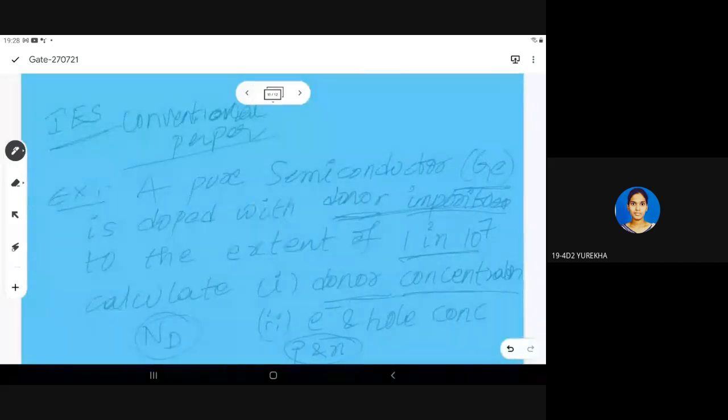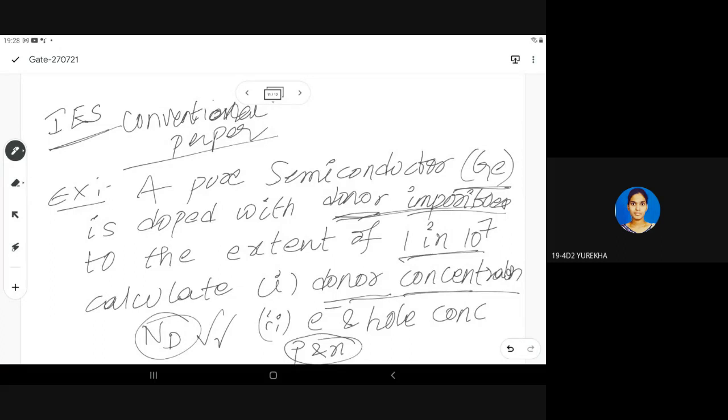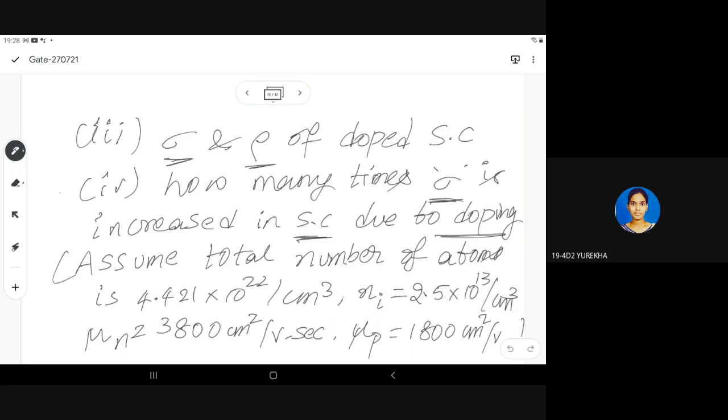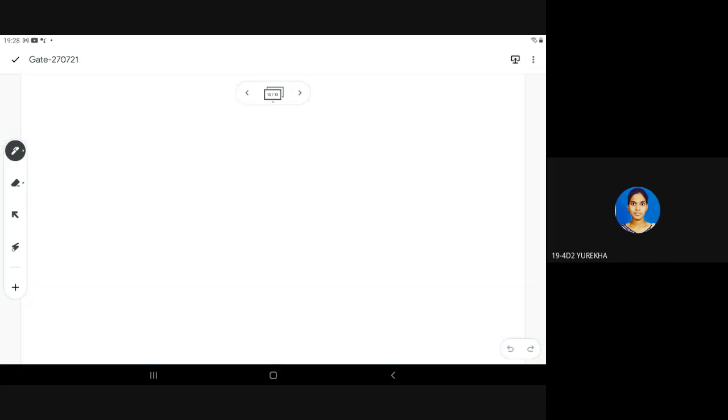First of all I have to calculate ND, the donor concentration, as well as the electrons concentration and the holes concentration. The third one is the conductivity and resistivity due to electrons. The fourth one is sigma i as well as sigma n, which I have to calculate. From here only I can calculate sigma n. Is it clear? Okay, so coming to the answer, see here.